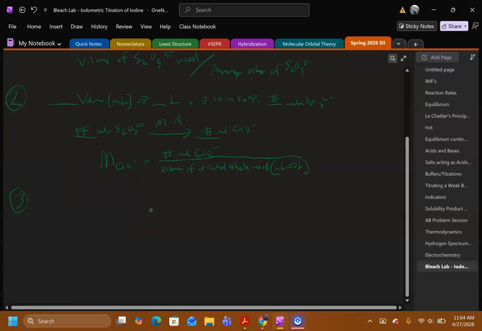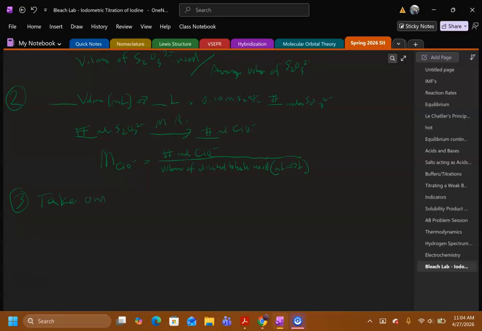Now, the third step is to take out the dilution factor, because keep in mind that we took a small amount of the bleach and diluted it to that 100 mL that you see in the procedure. Take out the dilution factor so that we know what the actual concentration of ClO minus is.